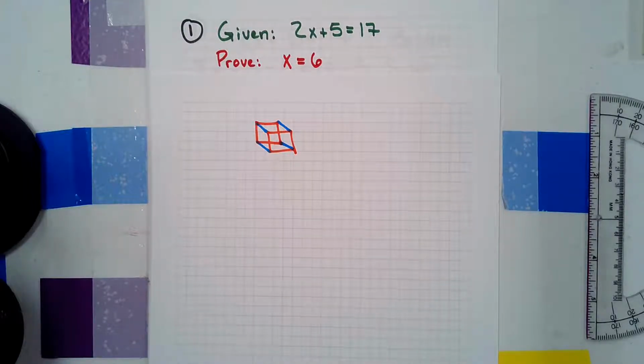If you don't get x equals 6, then you should go back and check it because they're trying to ask you. Every proof we do in here should be doable.